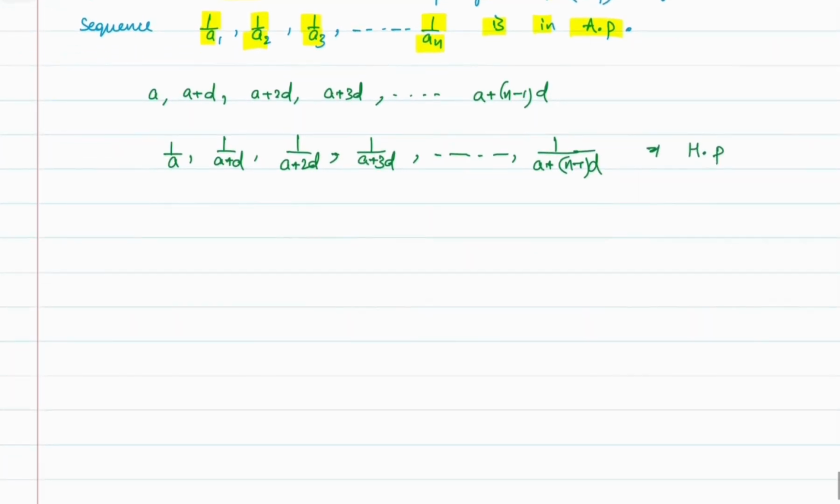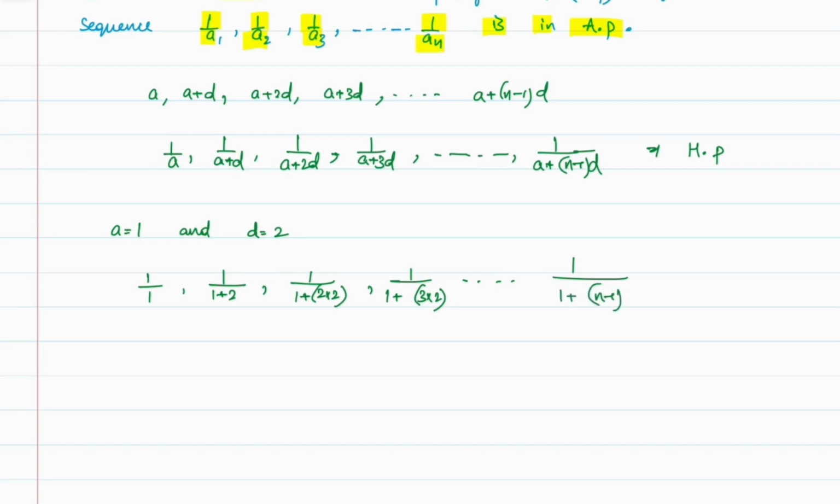Now let's take a simple example to see a harmonic progression. If I take a equal to 1 and d equal to 2 in the above sequence, then this will become 1 by 1, 1 by 1 plus 2, 1 by 1 plus 2 into 2, 1 by 1 plus 3 into 2, and so on up to 1 by 1 plus n minus 1 into 2. Then we'll have 1, 1 by 3, 1 by 1 plus 4, 1 by 1 plus 6, and so on up to 1 by 1 plus 2n minus 2.